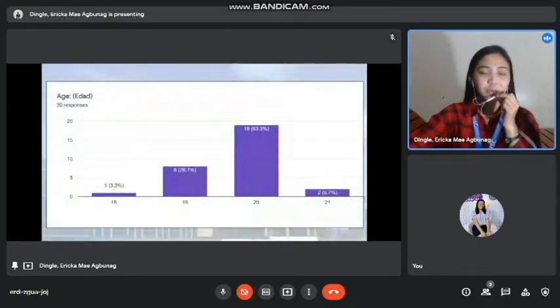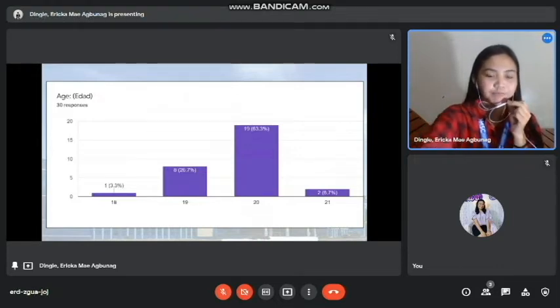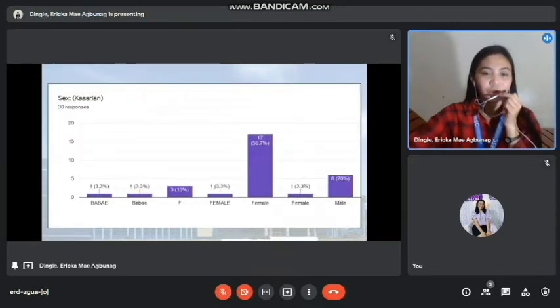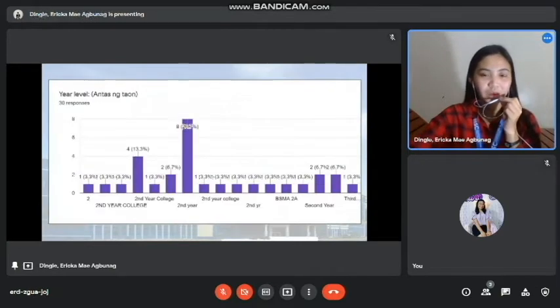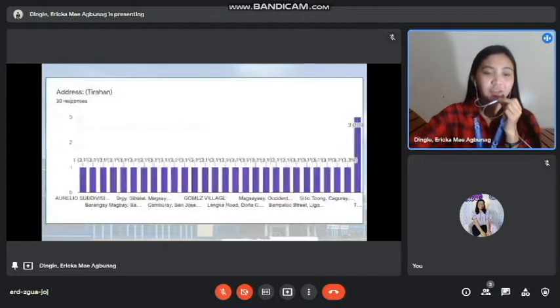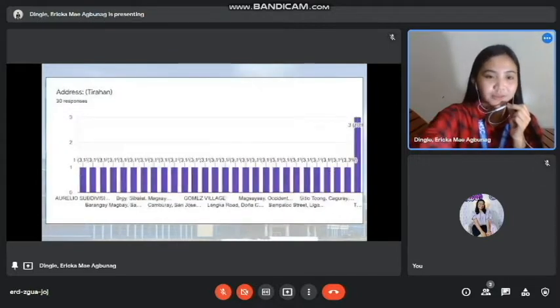The respondents of the community language profile are the Occidental Mindoro State College students. The respondents are between the ages of 18 and 20 years old. There were 24 females and 6 male respondents. 28 of the respondents are second year students, one is a third year student, and one is a fourth year student. Here are the addresses of our 30 respondents.